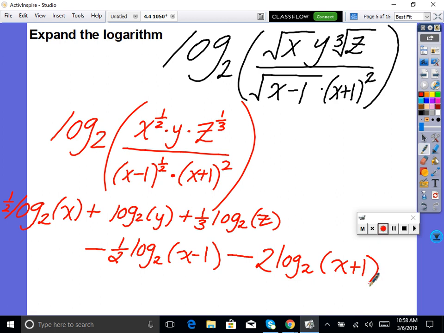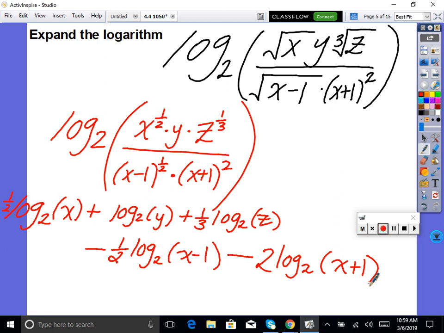Check your answers. So the first step I did was rewrite everything inside with fractional exponents, and then you only have your 3 rules. When you multiply, you add, divide, you subtract, take your powers and put them in front. There was no rule that said we could split apart addition and subtraction, so make sure you don't do that. Everybody good? Check your answer.